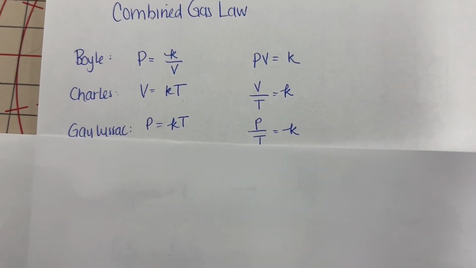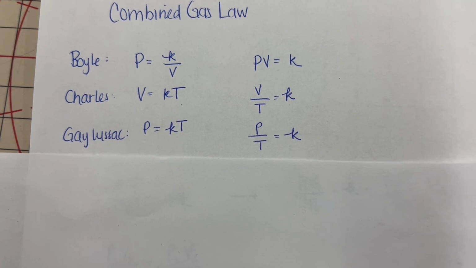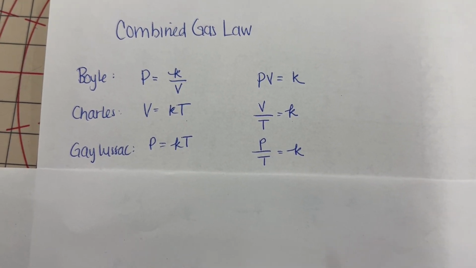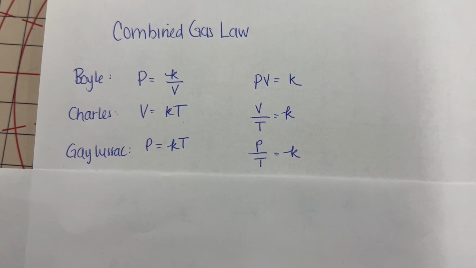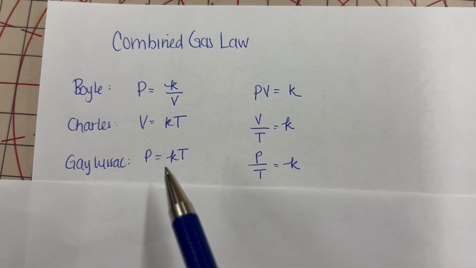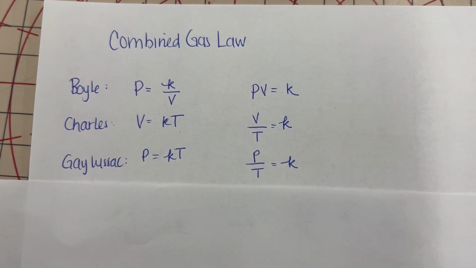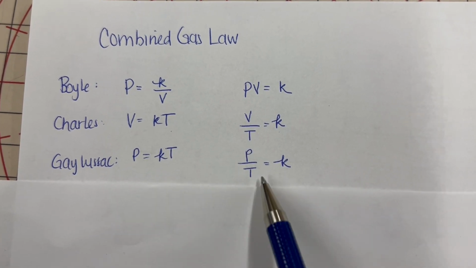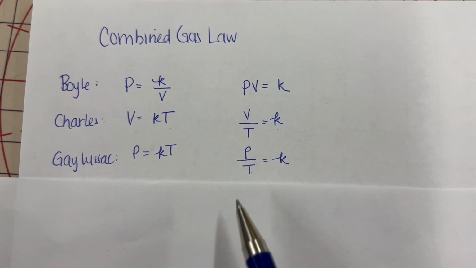And then we move to Gay-Lussac's law, which was about pressure and temperature. As the temperature inside a closed container increases, the pressure inside also builds, so it's directly proportional. We solve this equation for K and get P divided by T.